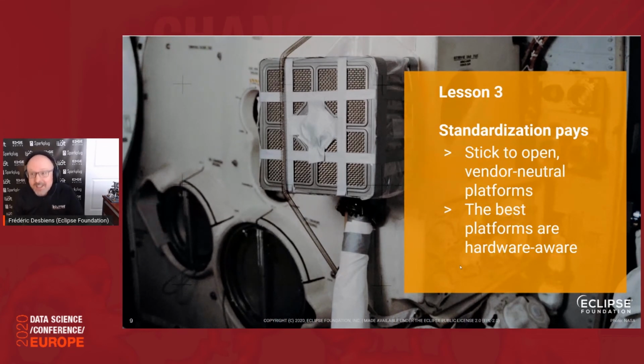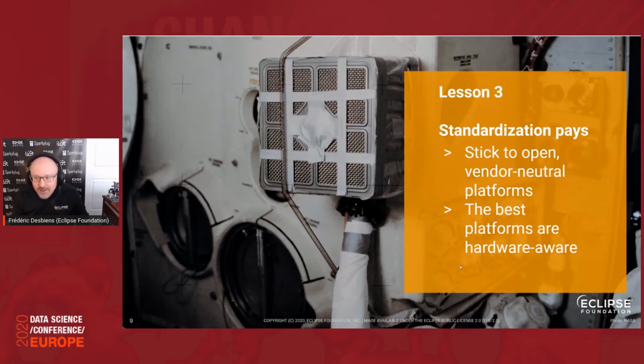But I mean, there's a lesson there. Obviously, if they had used a standard size and a standard shape for the air filters, they could have reused straight away the filters from one spacecraft to the other, right? So the lesson there for edge computing is standardization pays. Stick to open and vendor neutral platforms. That's really important. Kubernetes belongs not to Google, but to the CNCF, right? And that's a great thing because it means there's a neutral third party ensuring there's a level playing field, okay?